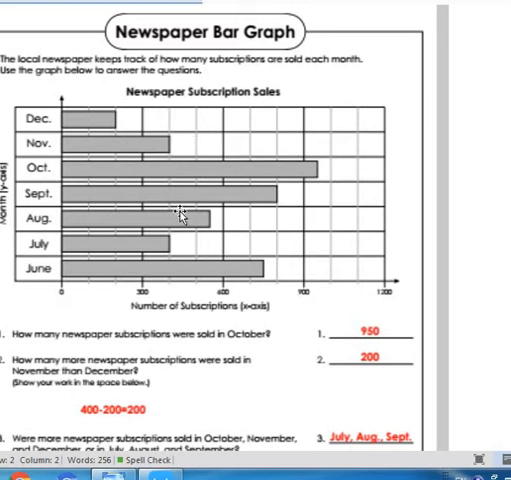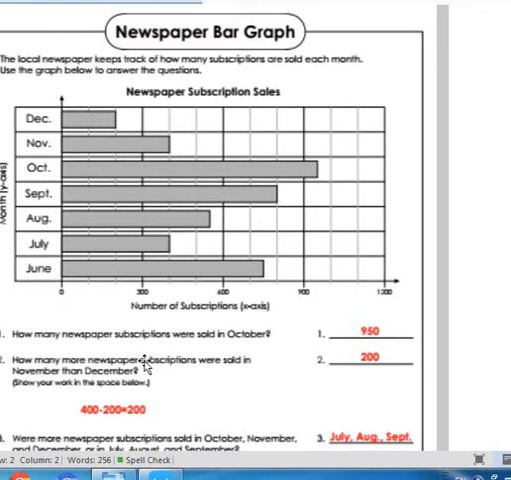I have here a bar graph, December, November, okay, month. Here I have the number of subscriptions on the x-axis, and here the months on the y-axis: December, November, October, September, August, July, June. Number of subscriptions here on the x-axis, I have 0, 300, 600, 900, and 1200.